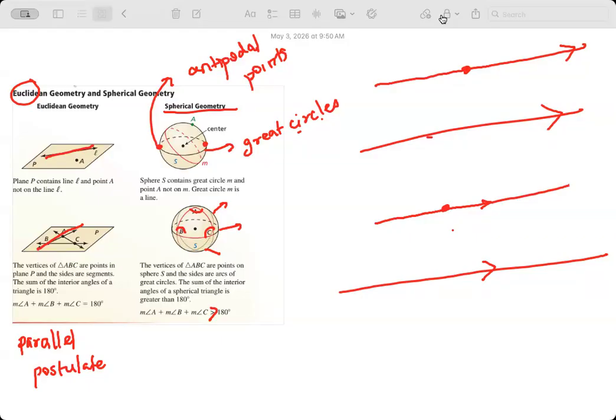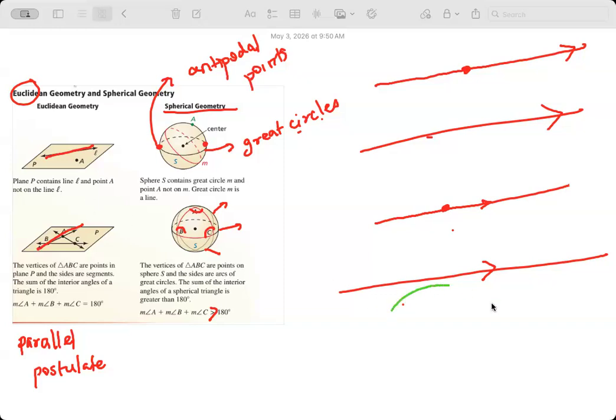Does the parallel postulate apply to two lines, a particular line and a point not on the line? Instead of a line segment, you are going to replace it with a great circle in spherical geometry. Then you are going to have a point not on that. Let's see. I'm going to do the parallel postulate in spherical geometry now.